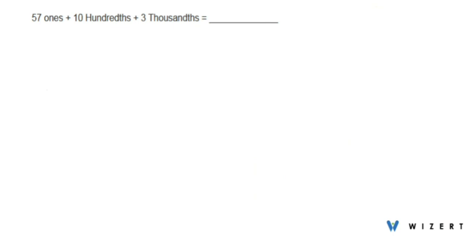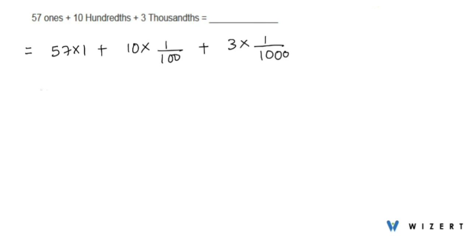We have to add 57 ones, 10 hundreds and 3 thousands. So first of all, let us write: 57 ones can be written as 57 multiplied by 1, and 10 hundreds can be written as 10 multiplied by 1/100, and similarly 3 thousands can be written as 3 multiplied by 1/1000. Now let's add this.